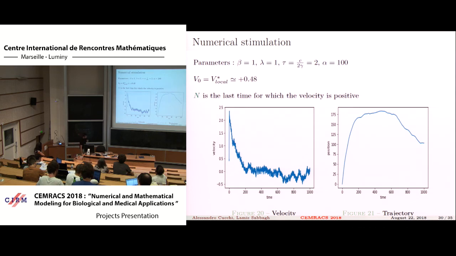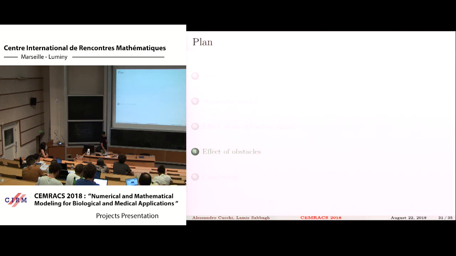And what you can see here is the velocity, and this is the trajectory. So we can see that there is a significant interval of time in which the velocity is such that the cell is going in the wrong part of the signal. So with this method, we are going to control the cell a little bit with respect to the signal. Okay, now we can speak about the effect of obstacles on the cell migration.